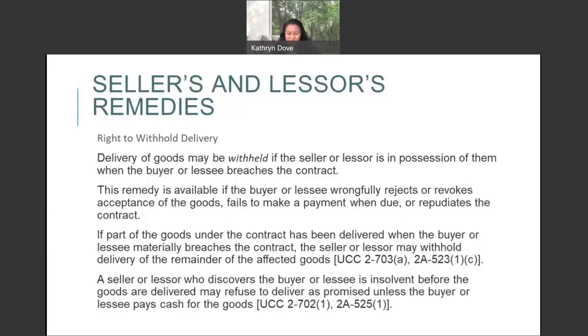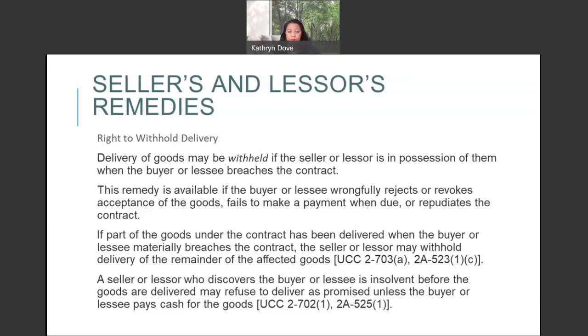Well, what are the seller's remedies? The right to withhold delivery. Delivery of goods may be withheld if the seller is in possession of them at the time that the buyer breaches the contract. You know, a contract is a set of mutual promises that are enforceable. Should the buyer breach the contract, maybe the buyer hasn't paid for shipment 1. If the buyer hasn't paid for shipment 1, the seller may withhold shipment 2 as a remedy for the buyer's breach of contract.